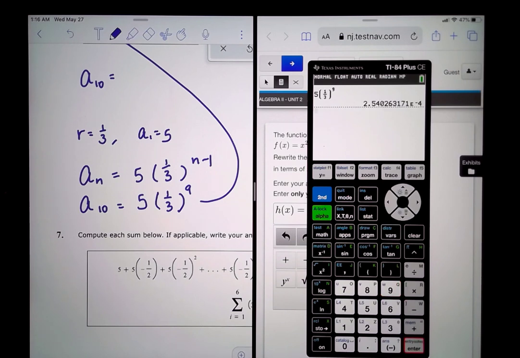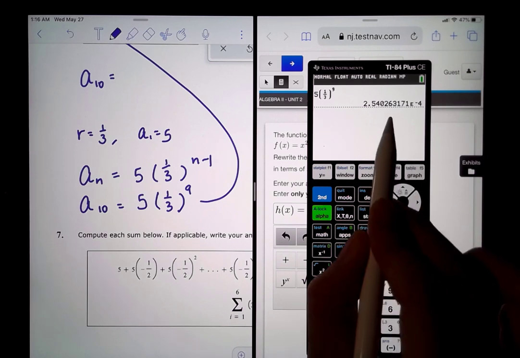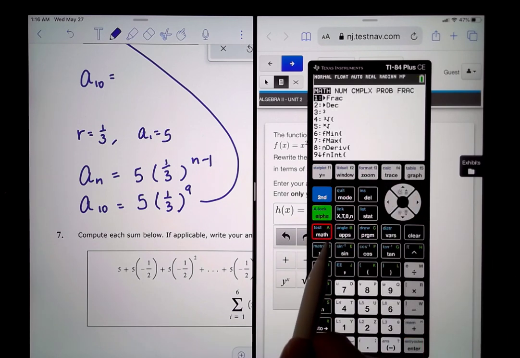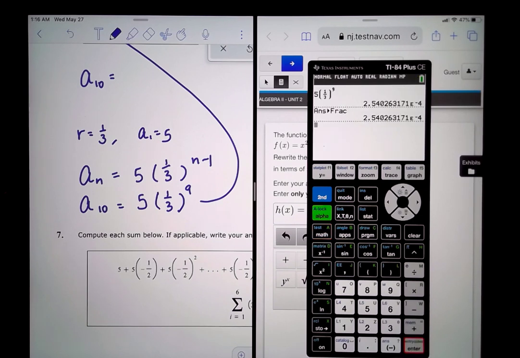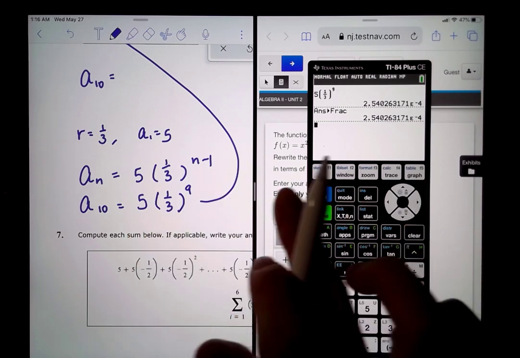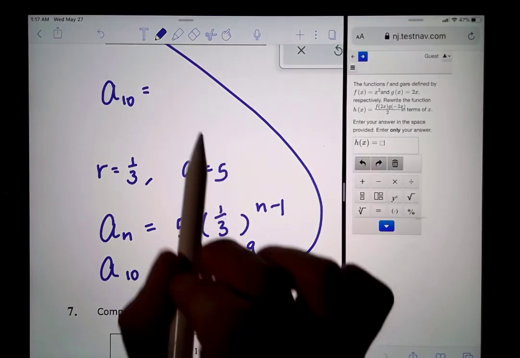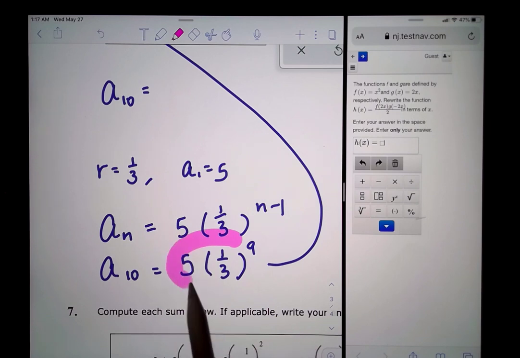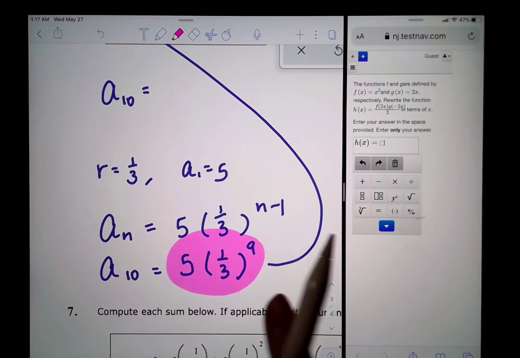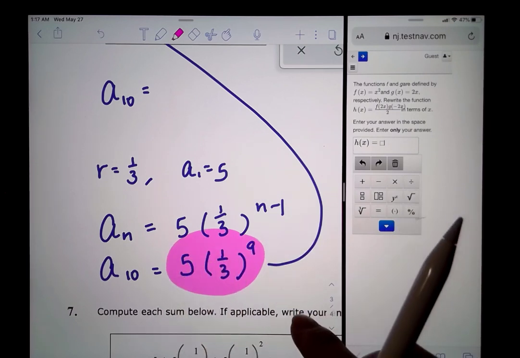Whoa, numbers are so big, right? So I want to write it in fraction form. Then guys, you can go to math, enter. Are you sure? Then you know what? I think you can just keep this form. So just type this exactly the same way. I think that will work.